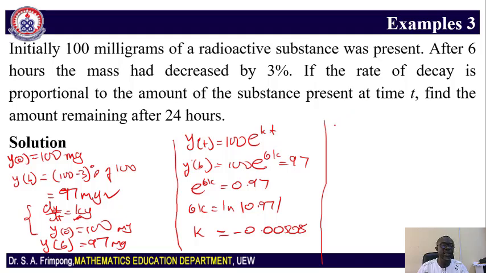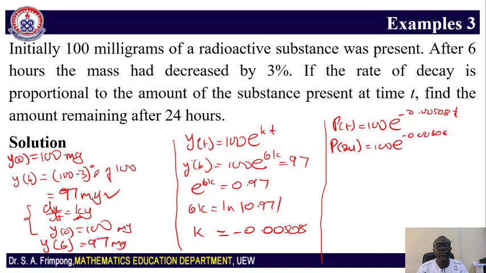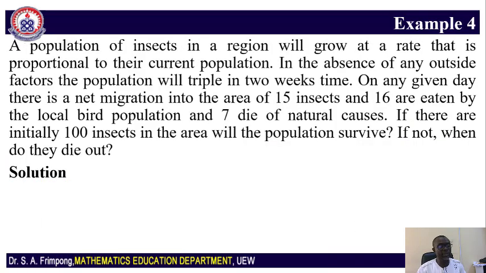So in that context, that's the k. So y of t can now be written as 100 e raised to the power negative 0.00508 t. And the question is to find the remaining amount after 24 hours. So we just need y of 24, which is going to give us 100 e raised to the power negative 0.00508 times 24, and the answer is 88.52 milligrams.